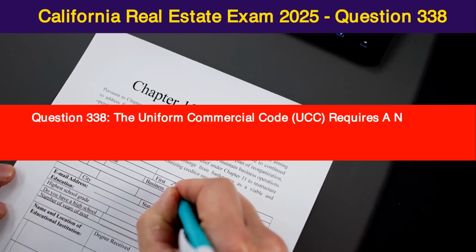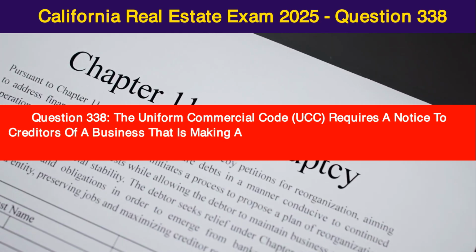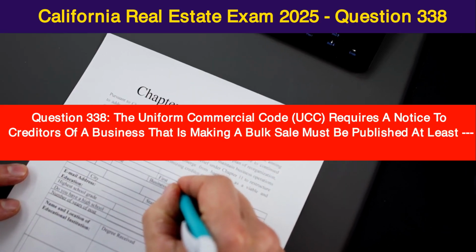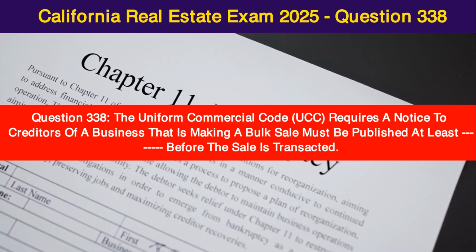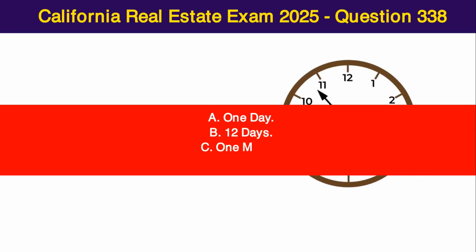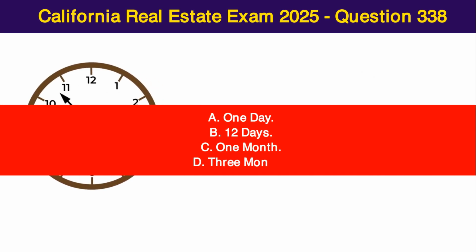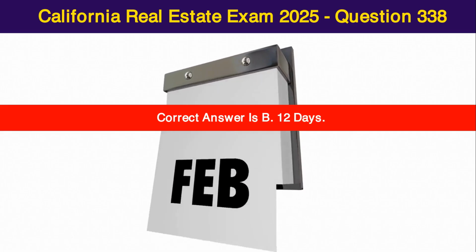Question 338. The Uniform Commercial Code, UCC, requires a notice to creditors of a business that is making a bulk sale must be published at least what period before the sale is transacted? A. 1 day, B. 12 days, C. 1 month, D. 3 months. Correct answer is B. 12 days.